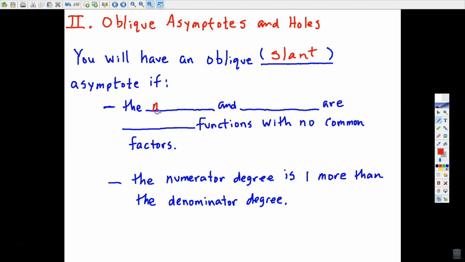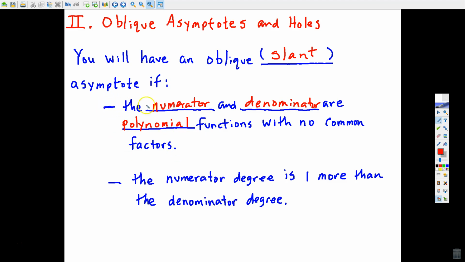First of all, the numerator and the denominator are polynomial functions. And we're typically talking about binomial, trinomial. Poly means many, nomial means terms. So if the numerator and the denominator are polynomial functions, and there aren't any common factors, so that's another way of saying there's nothing that we can cancel between the top and the bottom of the fraction.